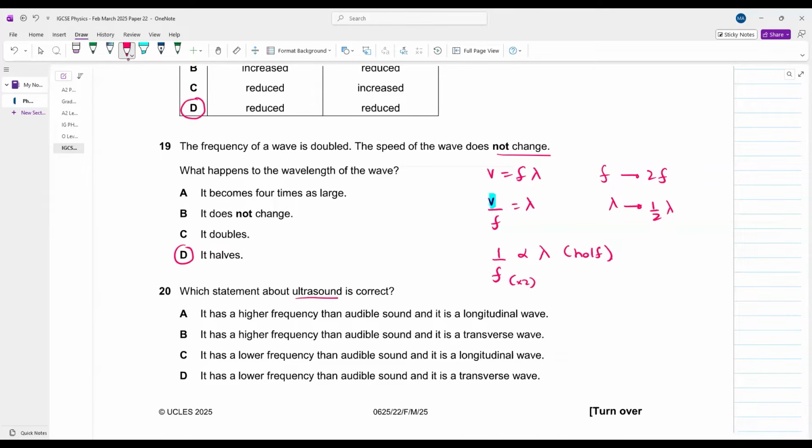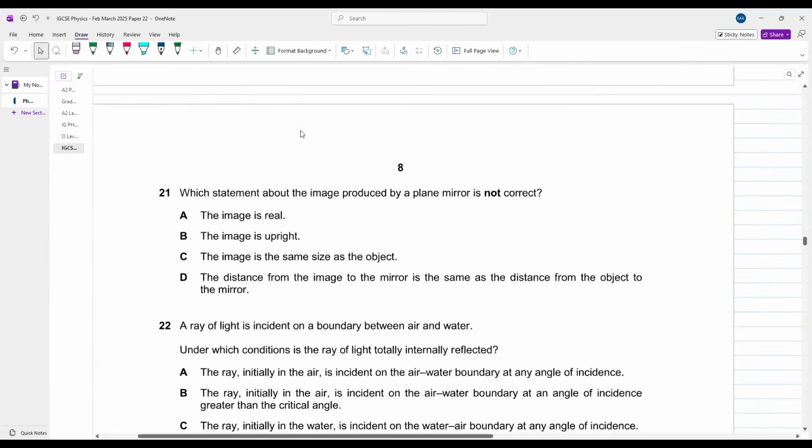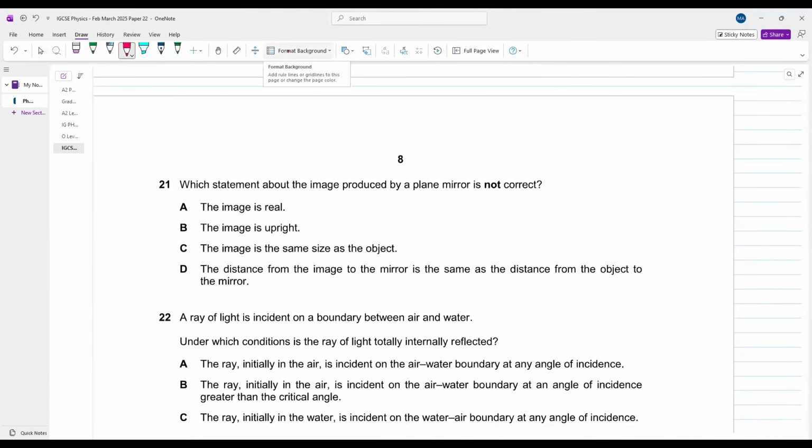Which statement about ultrasound is correct? Ultrasound कौन सी sound waves होती है? With a frequency greater than 20,000 hertz. And they are longitudinal waves. If you have a frequency greater than 20,000 hertz, the frequency is above the audible sound and it is a longitudinal wave. A is your answer. Perfect. 21 पे आ जाओ.